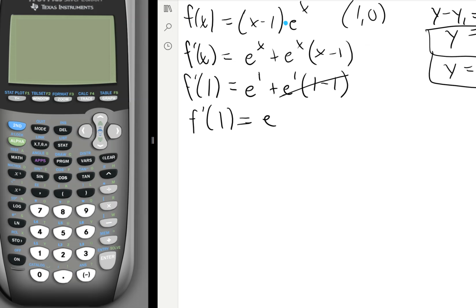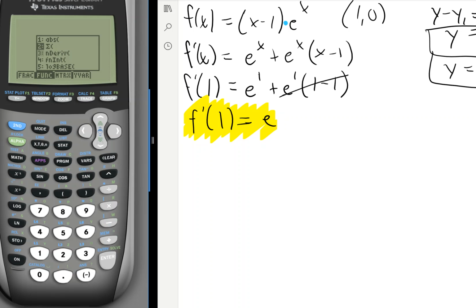Alright, so we can use our calculator here to check a couple of these things. So first, let's say I want to check this information. Was the derivative at 1 actually e? So by going to alpha window, option number 3 for me, I can ask my calculator to take the derivative with respect to x of x minus 1 times e to the x, and evaluate that when x is 1. So hopefully this comes out to be e, and e is about 2.718, so that looks good.